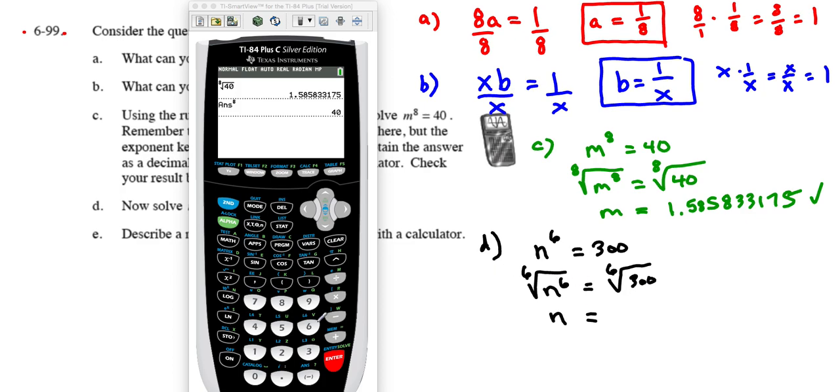And the 6th root of 300, let's see, 6, math, number 5, then 300, enter. We get it's approximately 2.587340237.